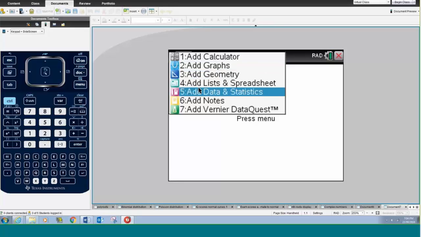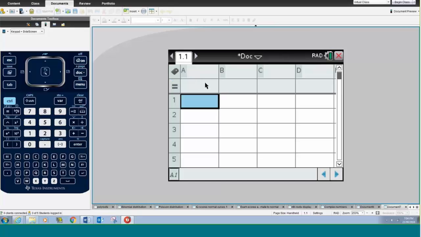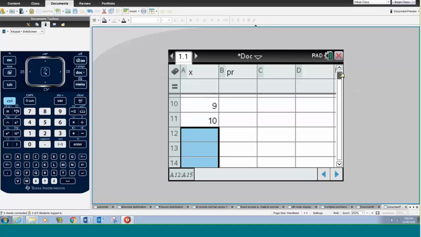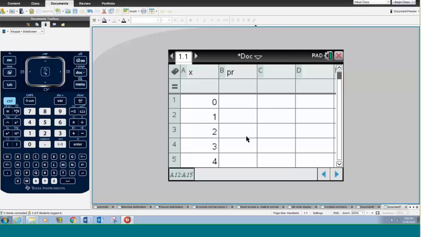So I start on a new spreadsheet, and I will say this is X and that's probability. We have 10 students, so we need to go from 0 to 10. Since it is a spreadsheet, we can drag those numbers. Sometimes it goes a bit too much, so we don't want those. So up to 10.